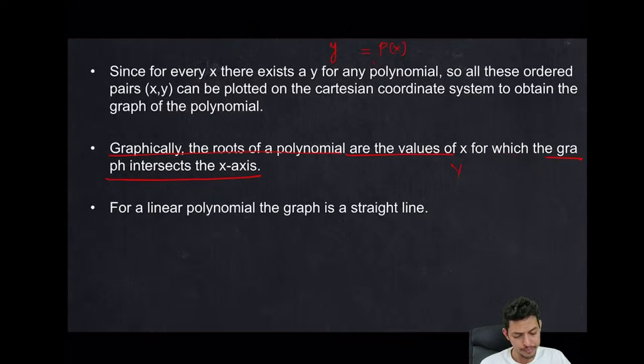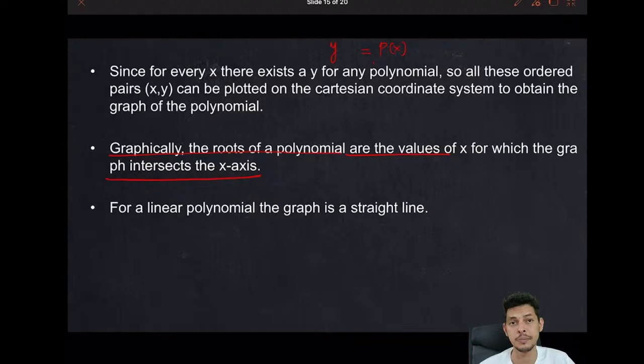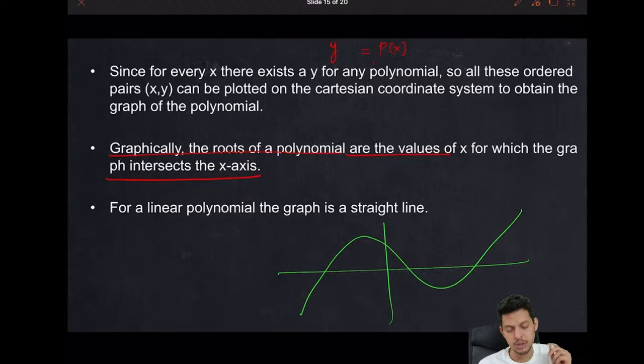Now this concept is important because you do get a lot of questions in your board exam based on this. So for example, they will ask you a question like this. There is a polynomial that goes like this. How many roots are there? So the number of times.